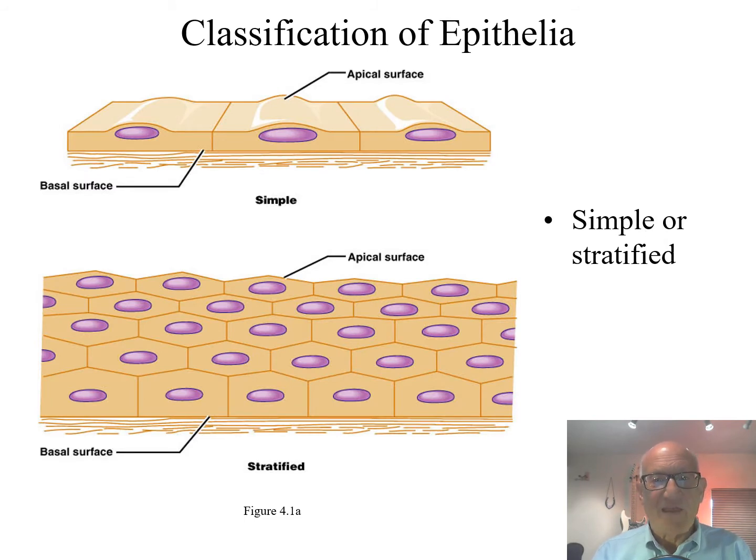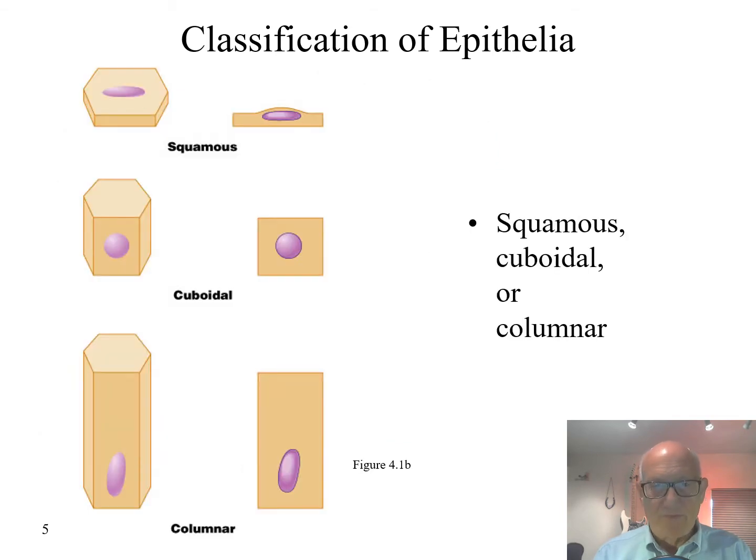The way we classify epithelia, first of all, is by whether or not they're in layers. Simple is a single layer of cells, and stratified is multiple layers of cells. We can also classify them by shape. We have squamous, which I think of as squashed or flattened cells. Cuboidal, which are rather cube-shaped, and columnar, which are sort of like a column.